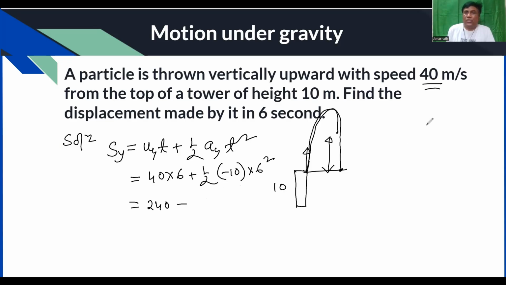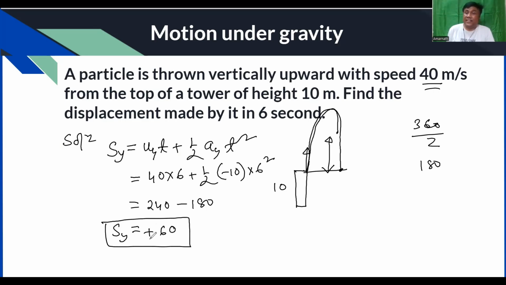So it will be 360 by 2. 360 by 2 is what? 180, na? 180. So answer is 180. Then not 180. It will be 0. 60. Okay? Yeah, 60. Sy is 60.